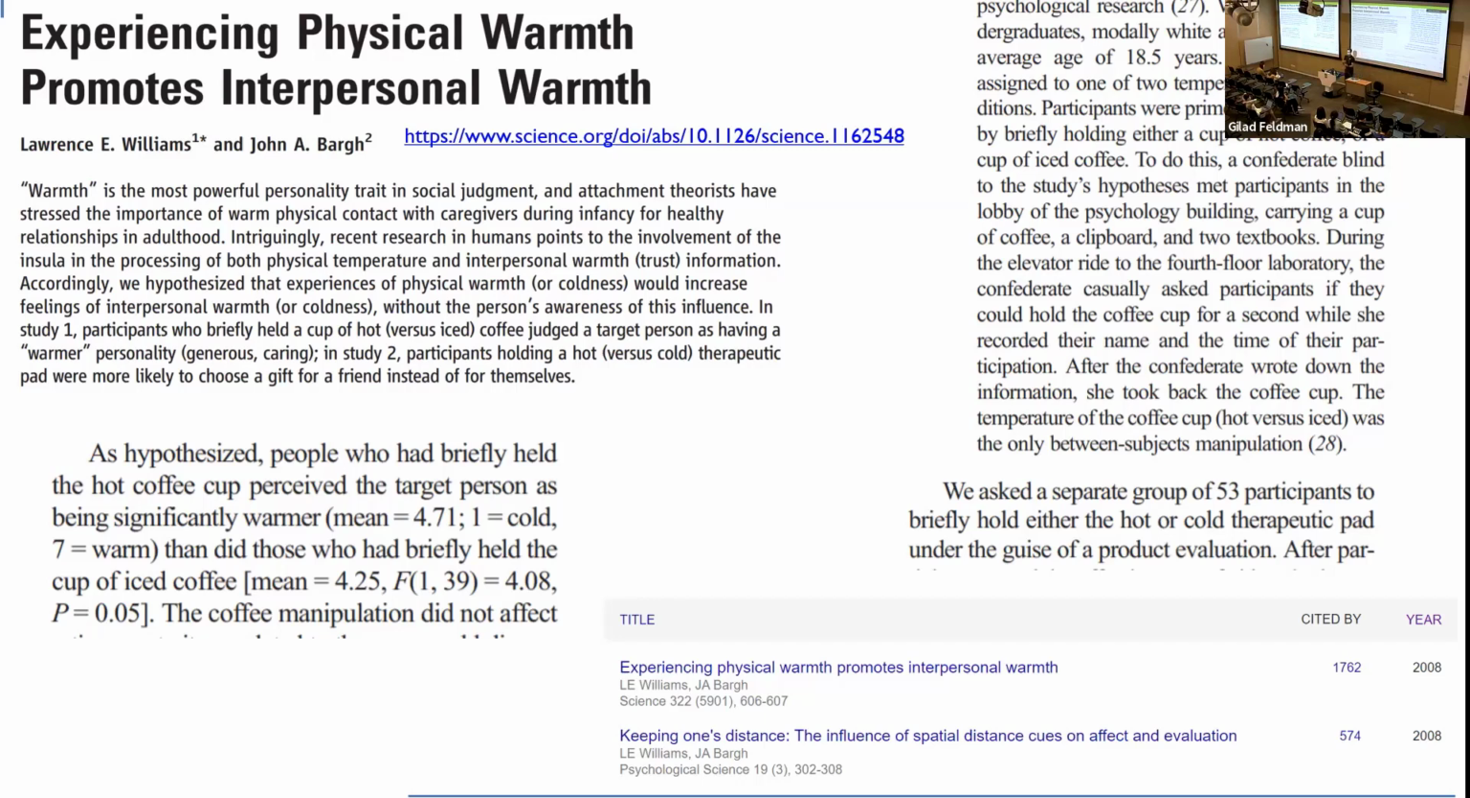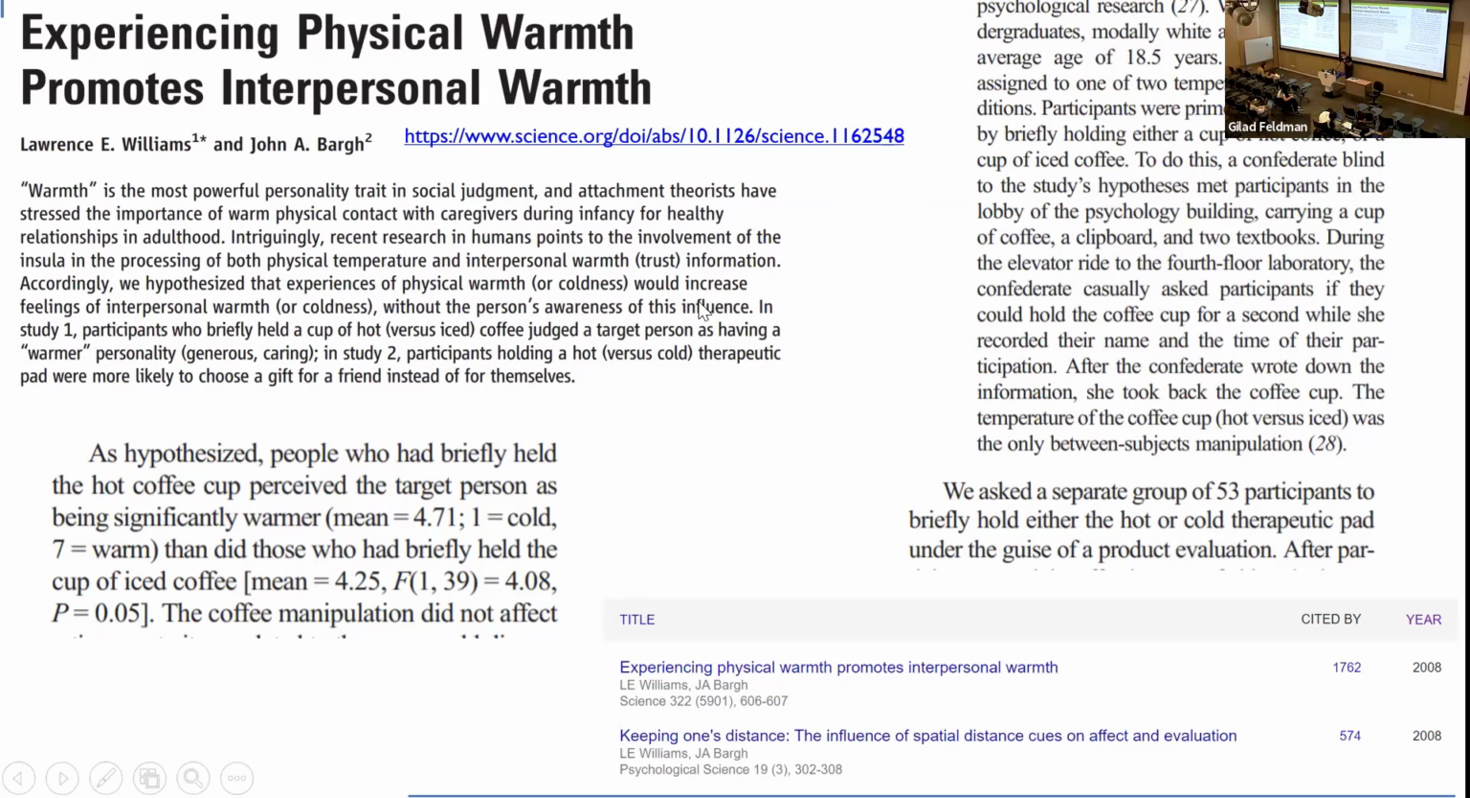So they said, perhaps if we prime this, how do you prime warmth and coldness? You give people mugs, they're either very warm or very cold, and then you try and evaluate how they assess other people, whether they're warm or not. So let's look at this. Warmth is the most powerful personality trait in social judgment. I don't know why even these kind of statements, but okay. And attachment theorists stress the importance of warm physical contact with caregivers during infancy and healthy relationships in adulthood.